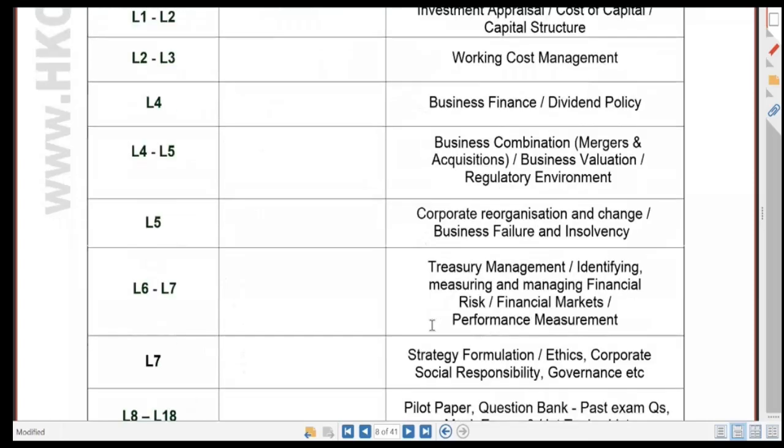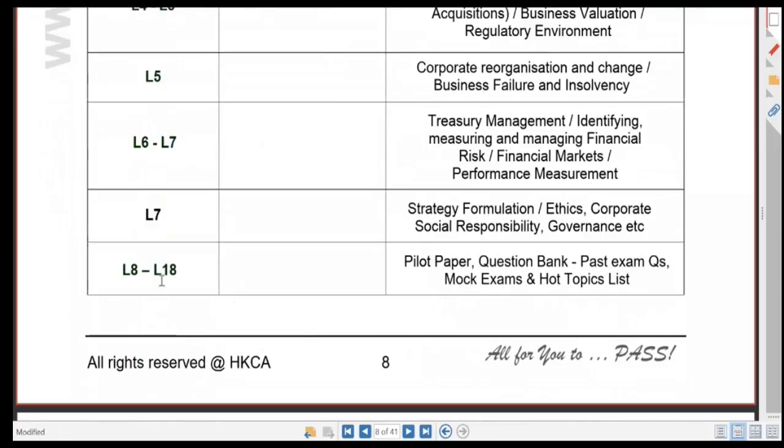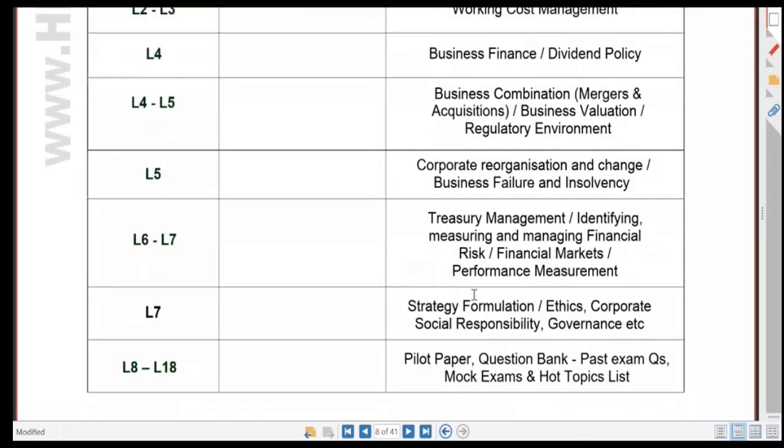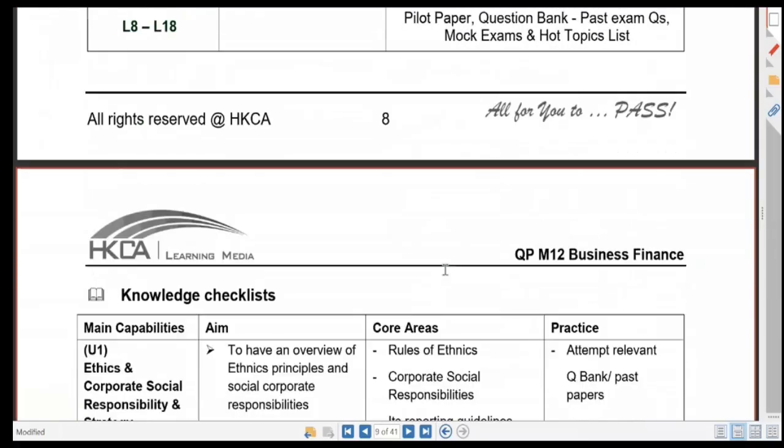Then after that we will have the revision. So knowledge over, then it will be the revision. So you have around 8 lectures on this one here, plus also the mock exam. So all in around 18 lectures, 17, 18 roughly. So move on.